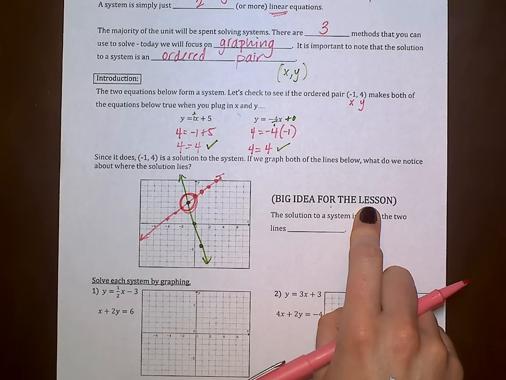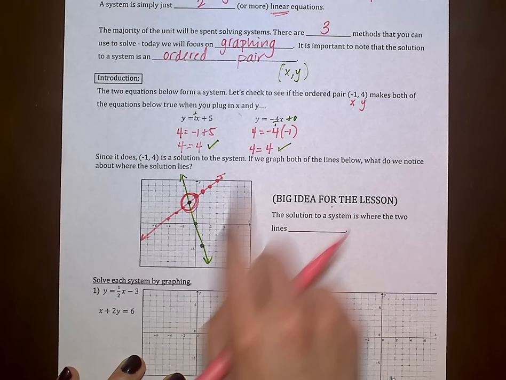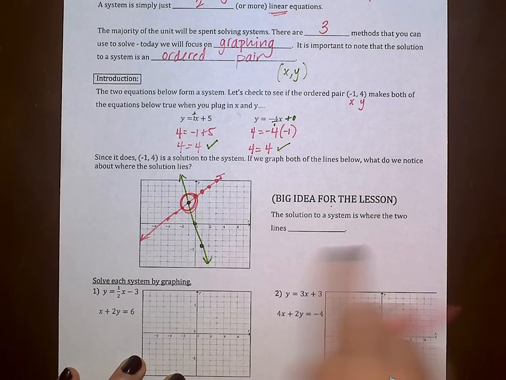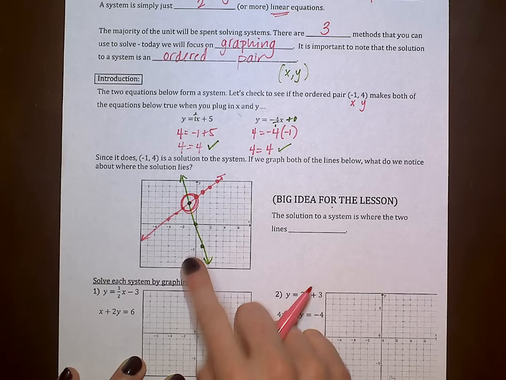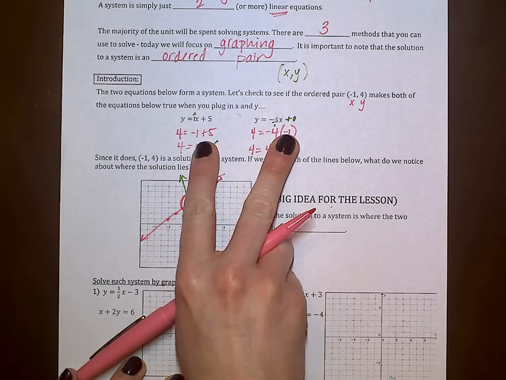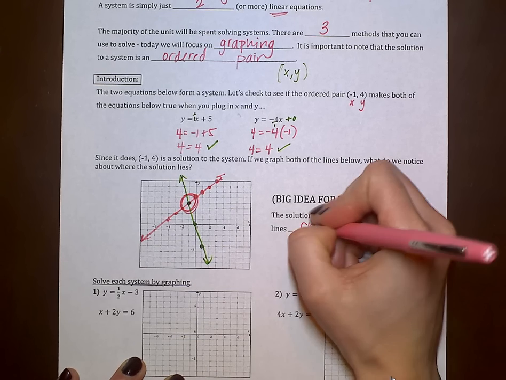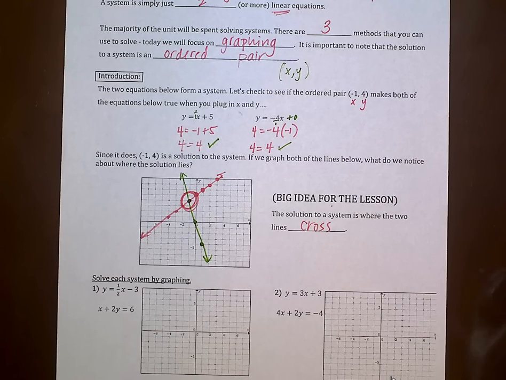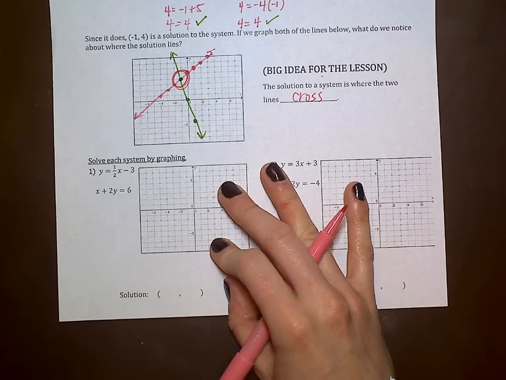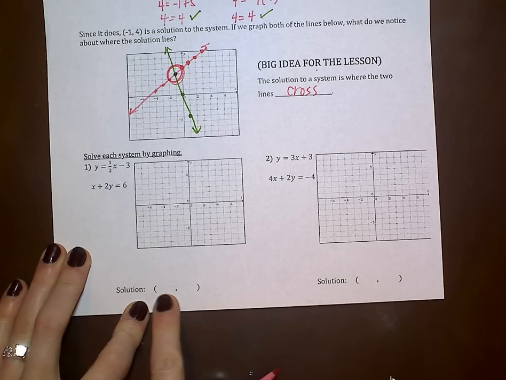The only really new idea for this lesson is that the solution to a system of equations is where the two lines cross. Okay, that's exactly where that point appeared. That's the point that works in both of the equations. So if you graph both of the lines, where they cross, that's your answer, that ordered pair. It's like the one ordered pair they both have in common. Okay, so that is the goal for today. Be able to graph the two lines, see where they cross, write the solution.